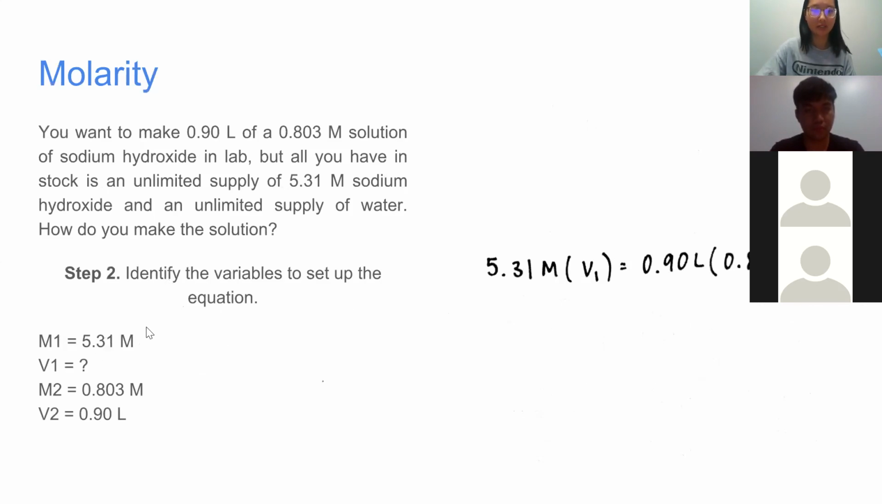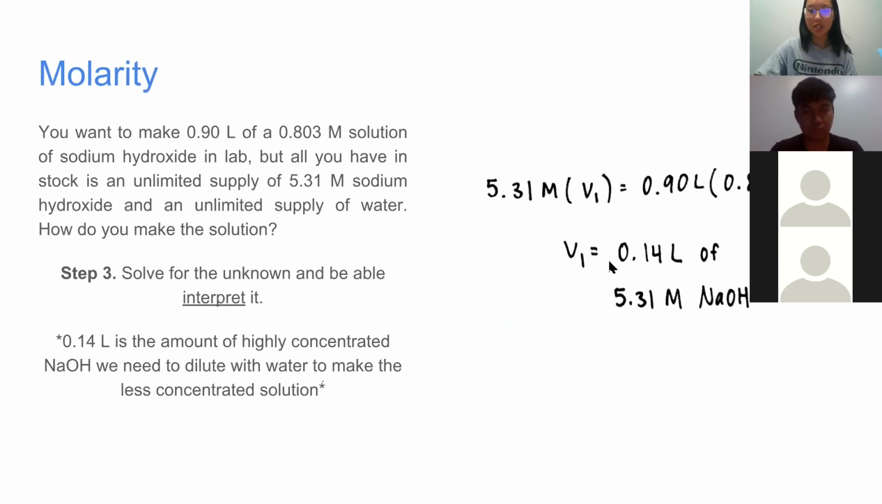Then you're going to have to identify your variables. Here we have originally 5.31 molar, but we're not sure how much of it to use. But we do know that we want a final solution with 0.90 liters and 0.803 molar. So when we solve for V1, it turns out that we need to use 0.14 liters of the very concentrated NaOH solution. However, we're not done yet because we don't know how much water we need.